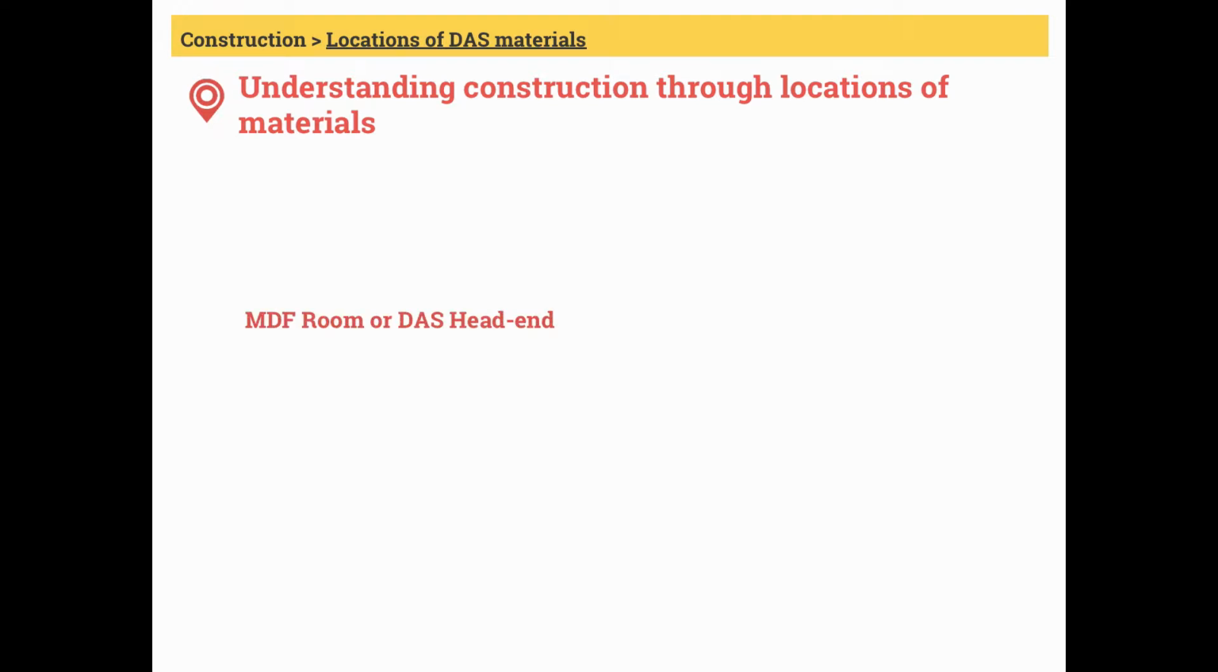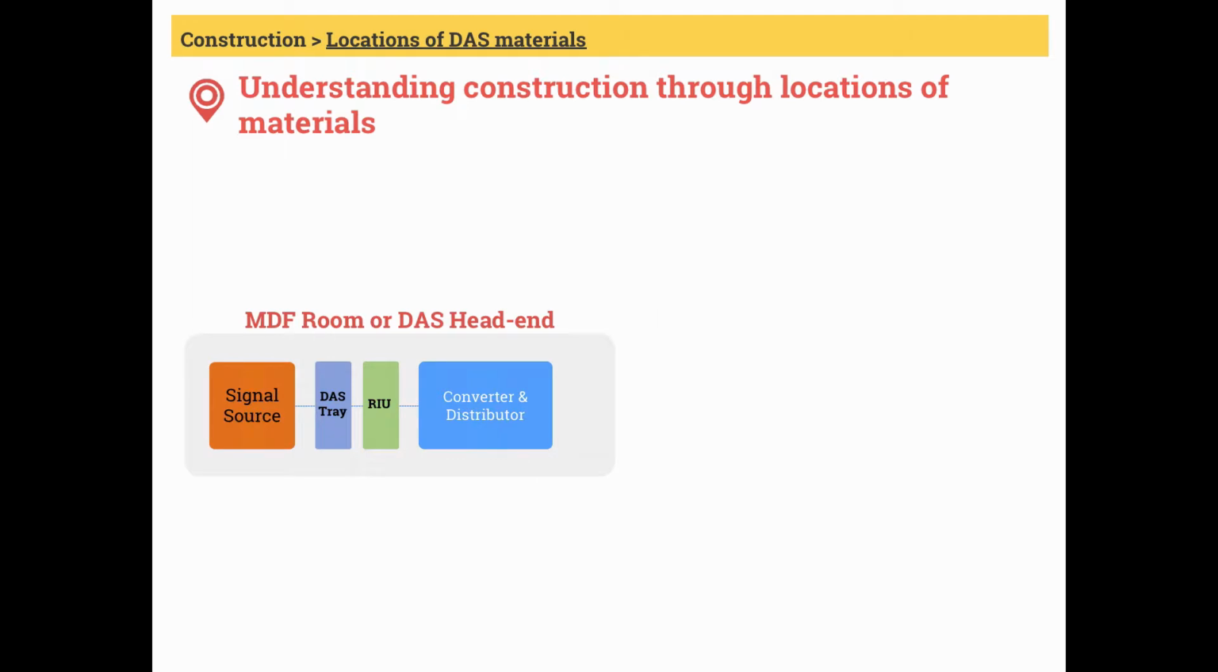So what is MDF? It is short for main distribution frame. If you have a data center in your building or the core of your building network, it is most likely located at the MDF room of the building. Signal source and DAS head end are typically located at the MDF room of the building. DAS electronics closest to the signal source are also commonly known as head end electronics. They may include DAS tray, radio interface units, converter and distributor.